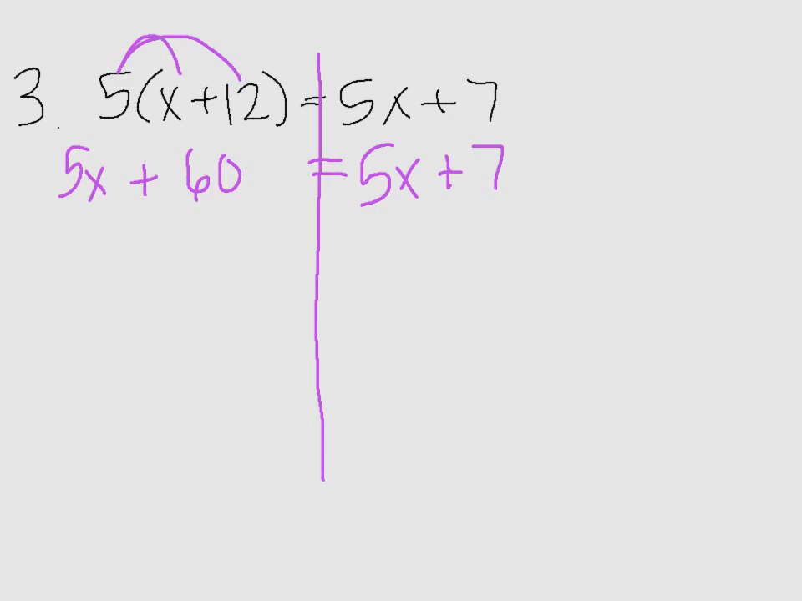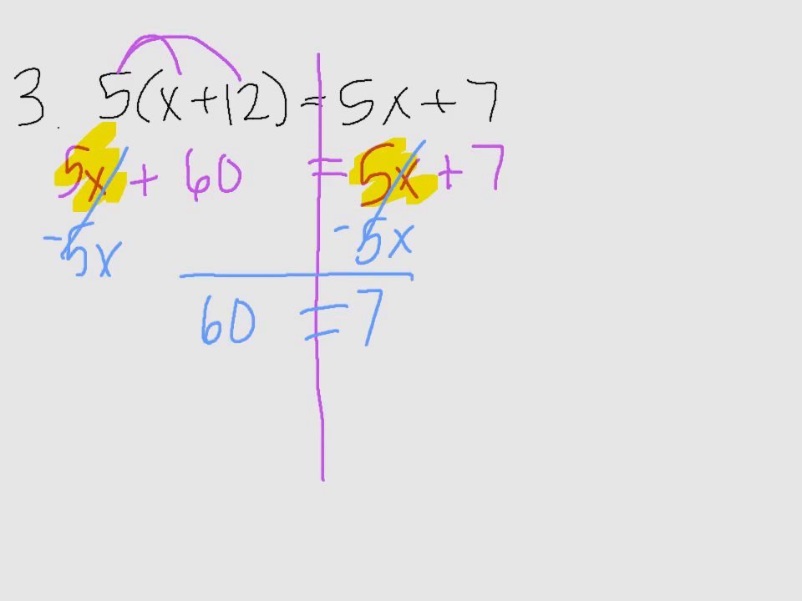Now I notice that my like terms are my x's, which is a 5x and a 5x. So I'm going to bring my right side over to my left. Right now it's positive 5, so the inverse of positive 5 is minus 5x to both sides. On the right side, my 5x's cancel and I'm left with 7. On the left side, my 5x's cancel and I'm left with 60. I can't continue to solve and I ask myself, does 60 equal 7? If I say no, which they don't, it's going to be a no solution problem.